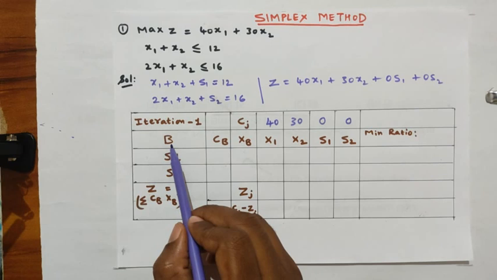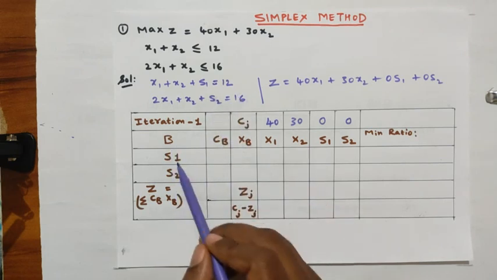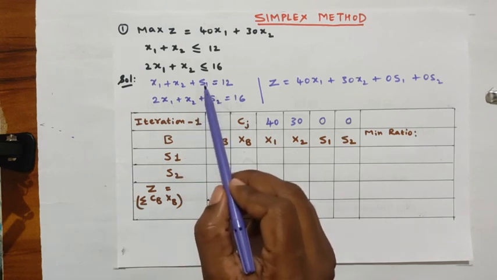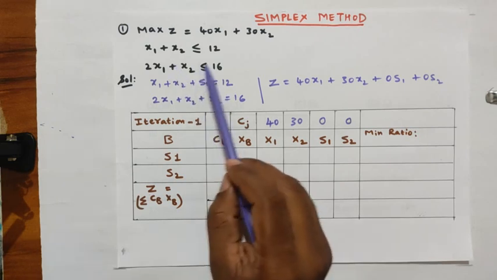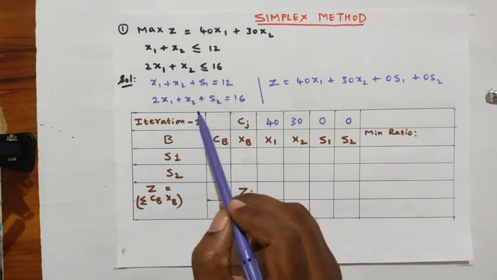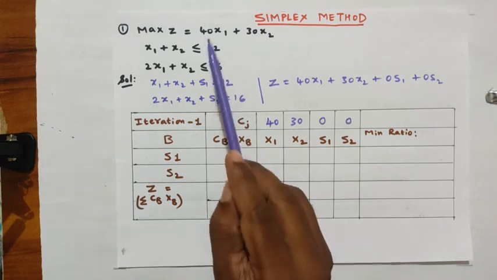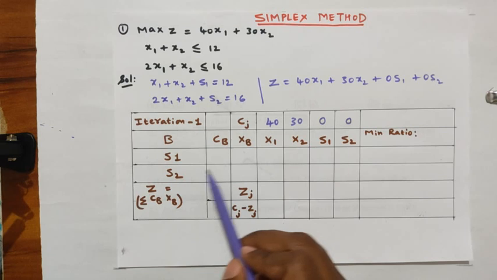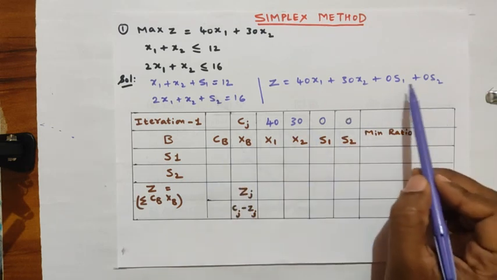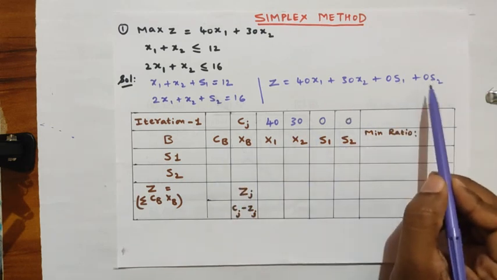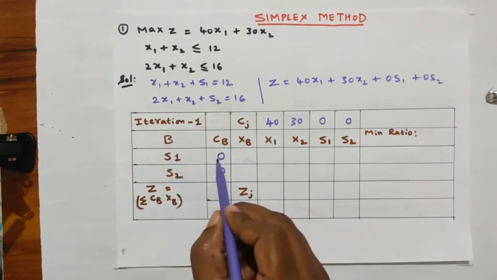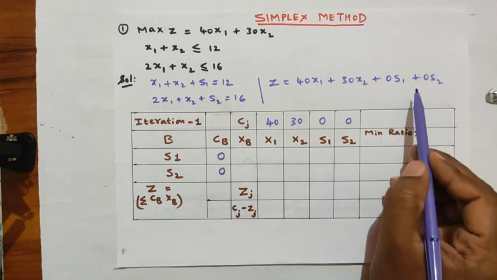And here basic means basic variables. First of all, we need to take the slack variables as the basic variables. Here only two equations are there, that's why I have taken only s1 and s2. If three constraint equations are given, we need to take s3 also. And the coefficient of slack variables is 0, 0s1 plus 0s2, so we take 0 and 0. S1 coefficient is 0, S2 coefficient is 0 in the objective function.